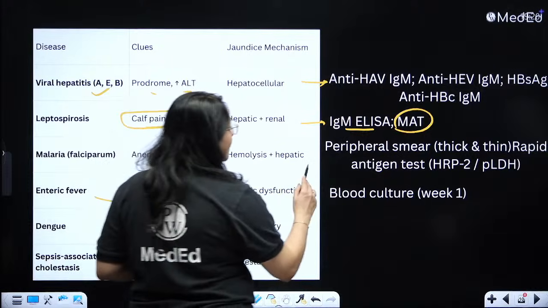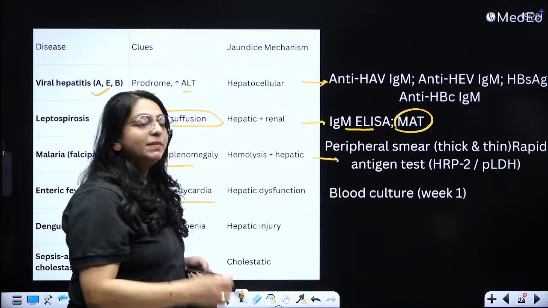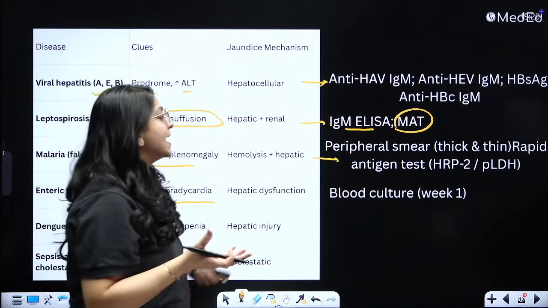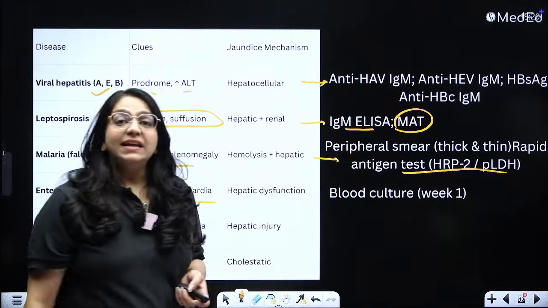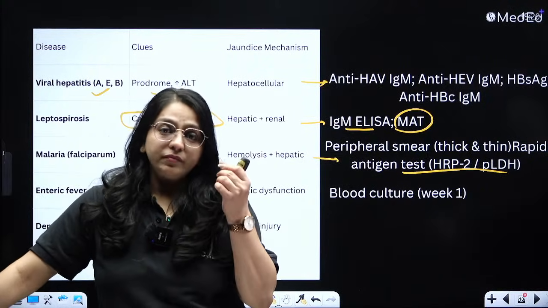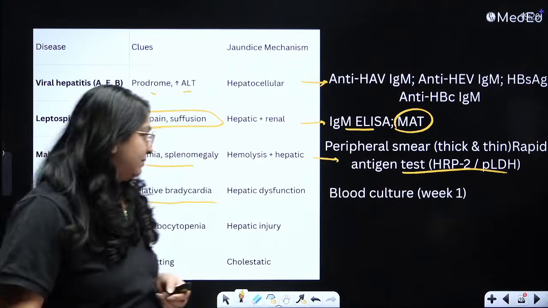For malaria, you will send a peripheral thin and thick smear wherein they might be able to see the parasite inside the RBCs, and the rapid antigen detection test for the HRP and the pan LDH for all the species of malaria which can be found.